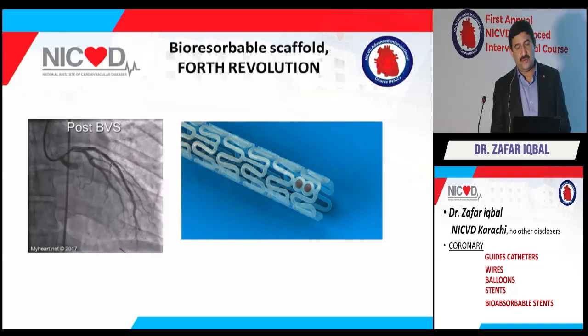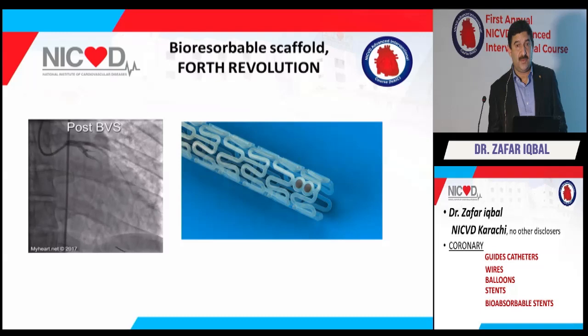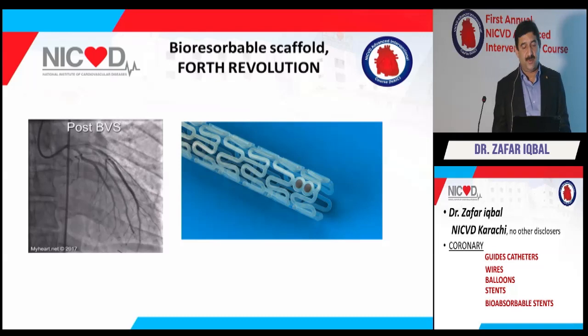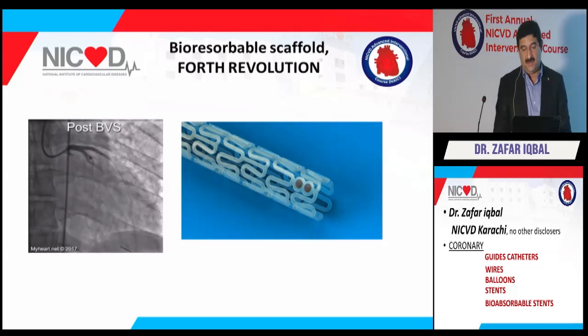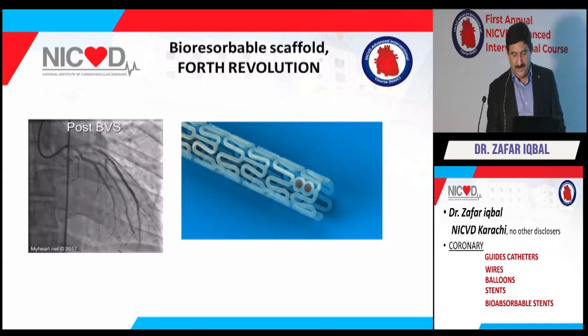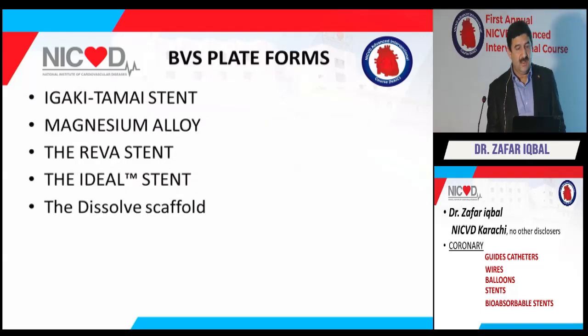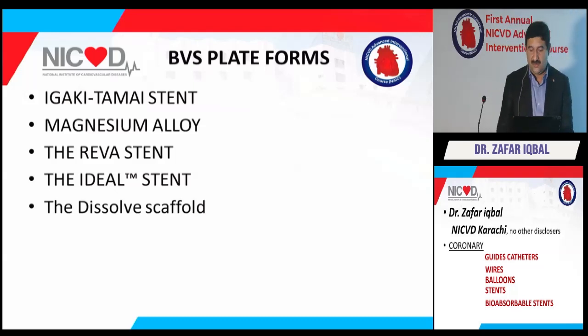This was considered to be the fourth revolution in interventional cardiology. As you can see in this angiogram, the stent has been deployed, but we cannot appreciate where the stent is deployed. Basically, the stent is deployed in the proximal LAD. That is a bioabsorbable scaffold. And the other picture is also of a bioabsorbable scaffold. These are the different platforms: Igaki, magnesium alloy, Reva stent, Ideal stent, and dissolving scaffolds.